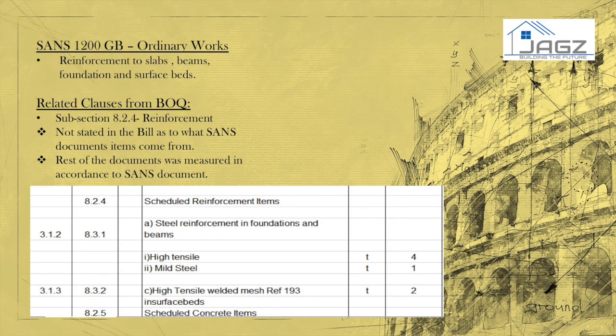Subsection 8.2.4 Reinforcement. SANS 1200 GB categorizes reinforcement into three main groups, namely steel bars, steel sections, and high tensile welded mesh. The unit of measurement for this section is tons. The type of steel as well as the diameter shall be stated in the description of the item. Similarly, items under subsection B shall have their size stated.